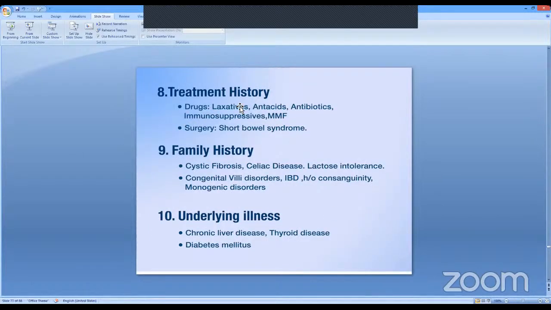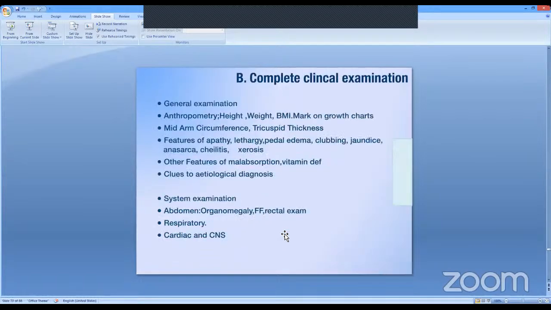Now, obviously, we have to take treatment history: drugs, whether getting chronic laxatives, antacids, antibiotics, immunosuppressives, mycophenolate mofetil, whether surgery is done. So all history should be taken. Family history is also a good clue: cystic fibrosis, celiac disease, lactose intolerance, congenital enteropathy, IBD, all are very important. Underlying illness, chronic liver disease, thyroid disease, diabetes mellitus should be asked, whether the underlying disorders are there or not.